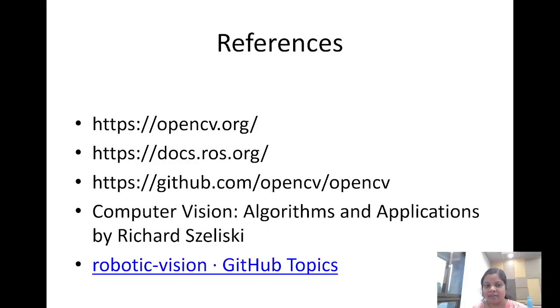So here are some great references. OpenCV.org, the ROS site, and then there is OpenCV's GitHub. Then yeah, this book is really important, Computer Vision: Algorithms and Applications by Richard Szeliski. This is one of the most important books that we use. And here is again a GitHub link which you can look at.